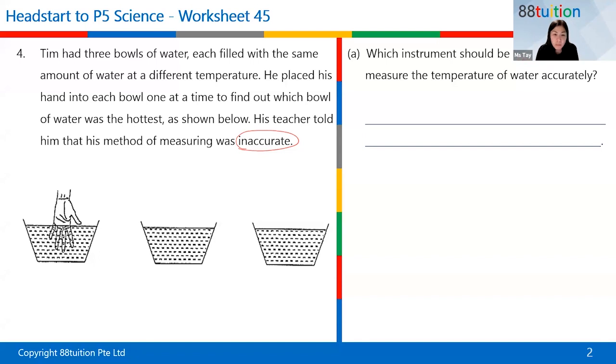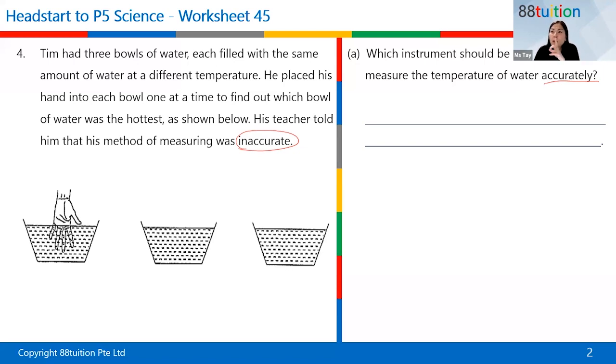What must you use to measure temperature accurately? It says accurately here. So if you read the question, it says you must be able to measure the temperature of water accurately. How to ensure that it's happening? Okay, good. So I have responses here. Well done. So you put down mercury thermometer, digital thermometer.